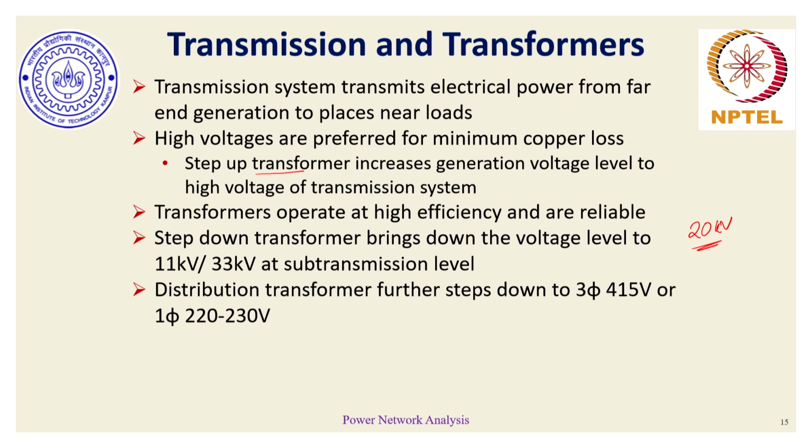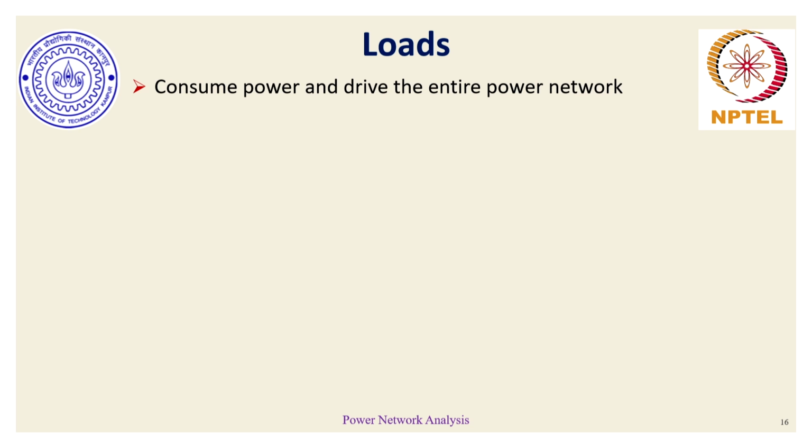Now, if we were to have our loads consume power at 100s of kVs, the voltage scaled up from 20 kV to 100 kV by the step-up transformer, our loads could not consume power at such voltages. So the 100 kV voltage level is further scaled down to 11 kV, 33 kV by step-down transformers, and eventually through the use of distribution transformers, finally we get the three-phase 415 volt or single-phase 220 to 230 volt supply. The loads form the most critical element of the entire power network. If there were no loads in the network, there would be no need of having an electrical power network at all. So they are the drivers behind the entire power network.